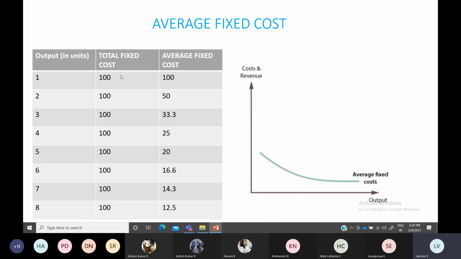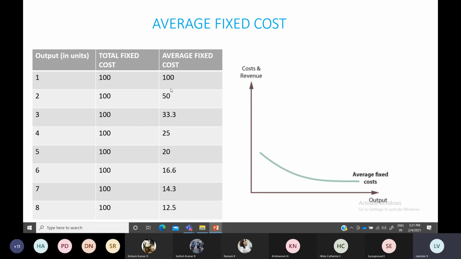But average fixed cost, how are you obtaining that? Total fixed cost divided by output, that is TFC divided by Q. This number divided by this number only, you will get this average fixed cost. 100 divided by 1 is 100, 100 divided by 2 is 50 rupees, 100 divided by 3 is 33.3. So like this, total fixed cost divided by the concerned output, you will divide and find out the average fixed cost.